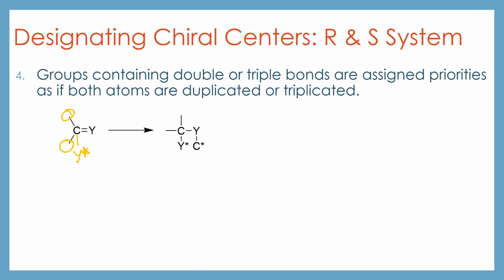And then similarly, the atom Y has 2 bonds. One of them is to carbon, which is already represented here, and then the other one is also to carbon. So we use C star in order to indicate that.